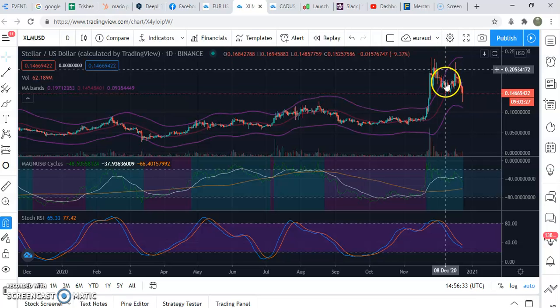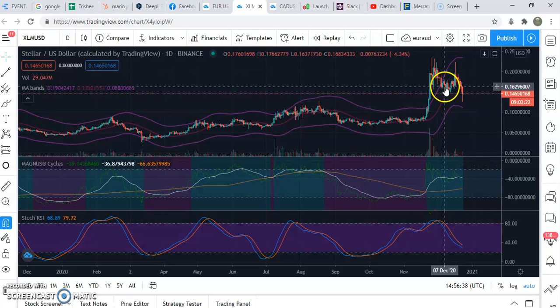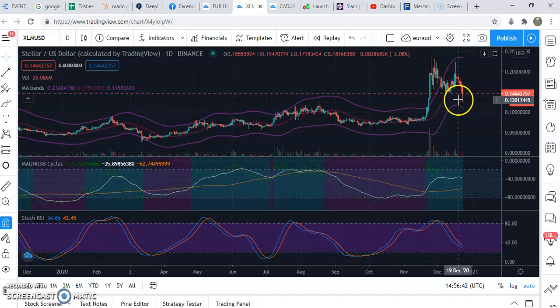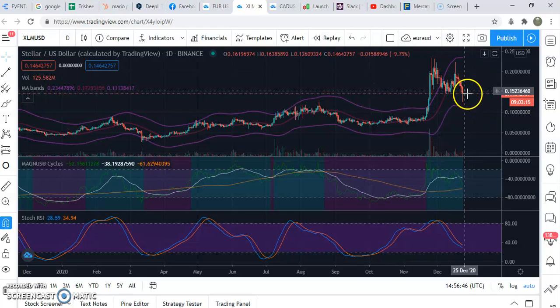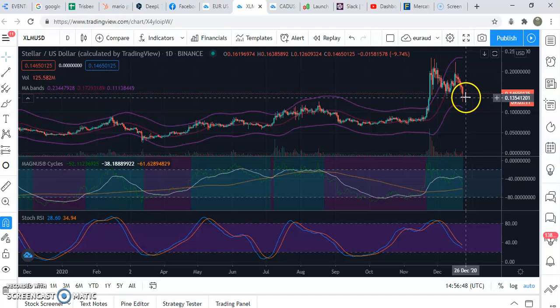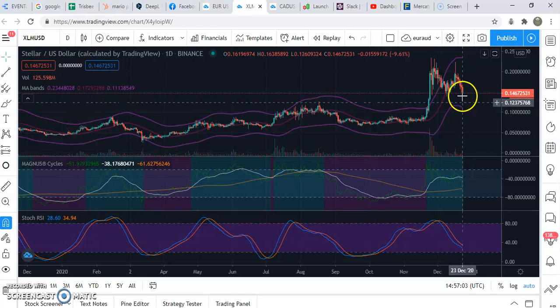So right now, we have received a sell short signal around here at 0.16, 0.17, and right now we are at 0.14. Again, if tomorrow we see a long black candle here, then we can definitely see Stellar tumbling down to 0.07, between 0.08 and 0.06. But let's wait because it seems to be a reversal pin bar.